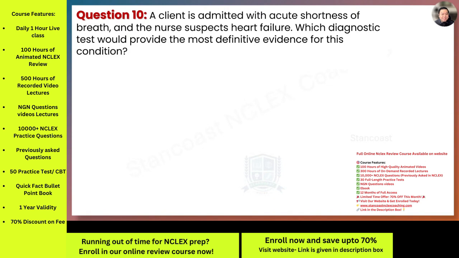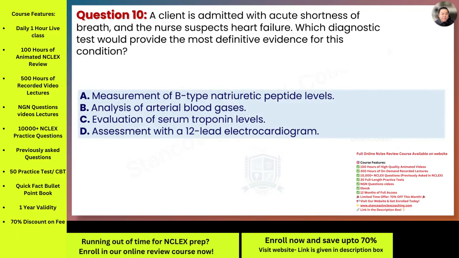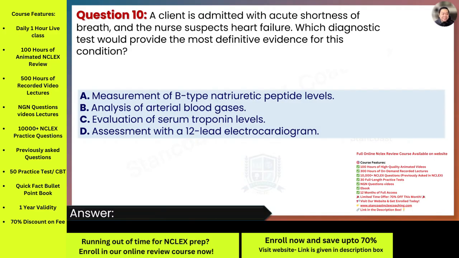10. A client is admitted with acute shortness of breath and the nurse suspects heart failure. Which diagnostic test would provide the most definitive evidence for this condition? Options. A. Measurement of B-type natriuretic peptide levels. B. Analysis of arterial blood gases. C. Evaluation of serum troponin levels. D. Assessment with a 12-lead ECG. The answer is letter A.